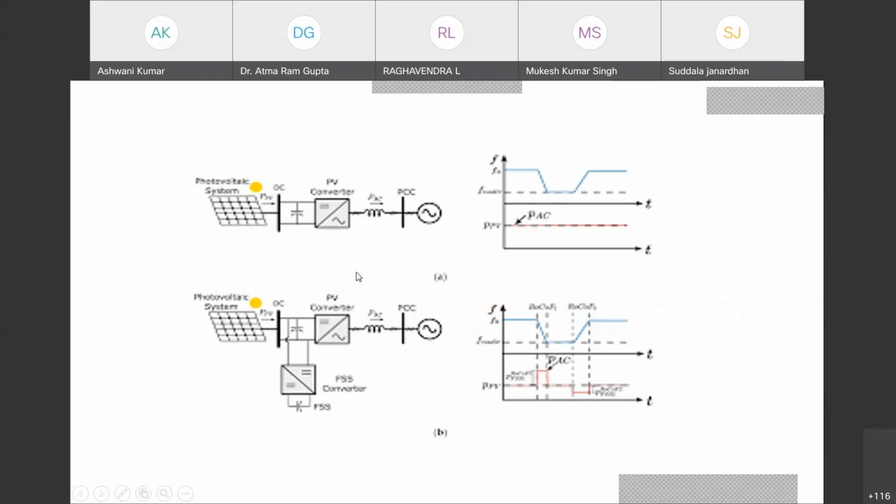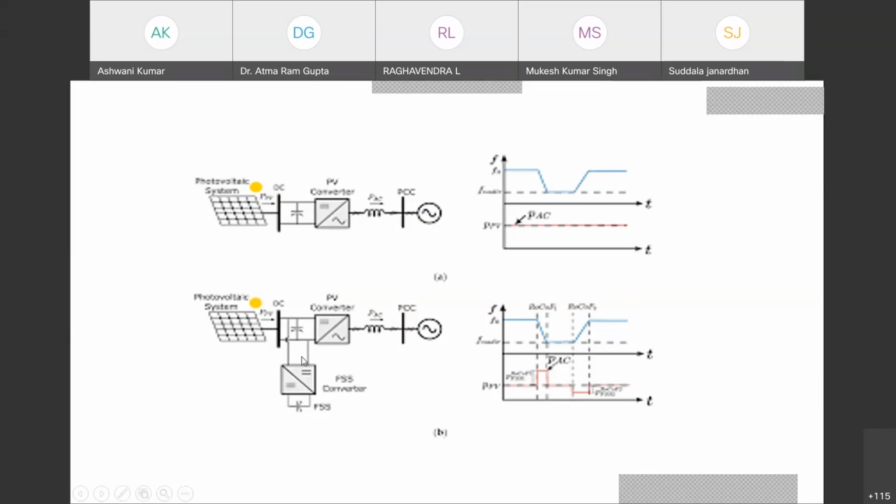If you compare both of them, if there is a frequency excursion, then the photovoltaic power put into the grid is almost constant. So this is the frequency change which will take time to come to the original value, unless we add more solar power in the system. But it may take time, and the frequency may deteriorate under this condition.